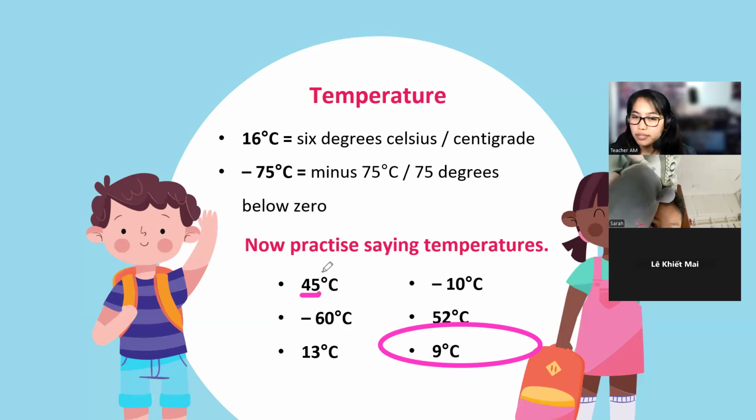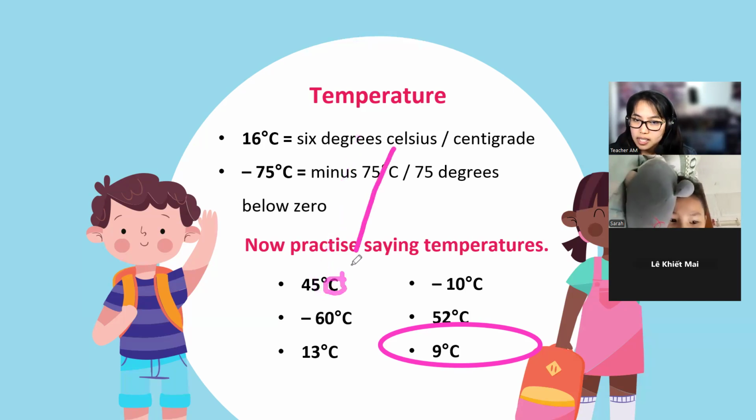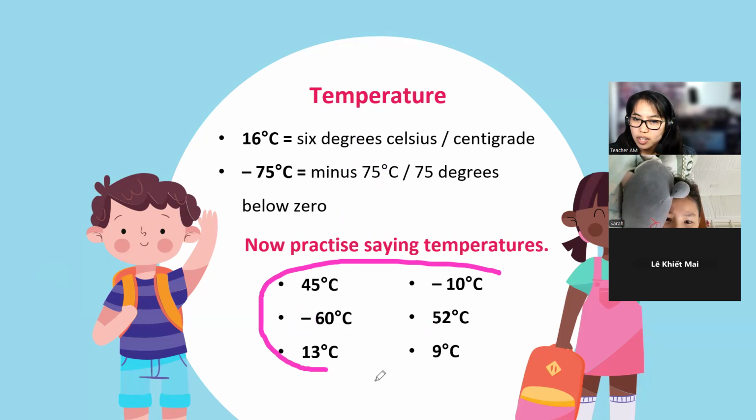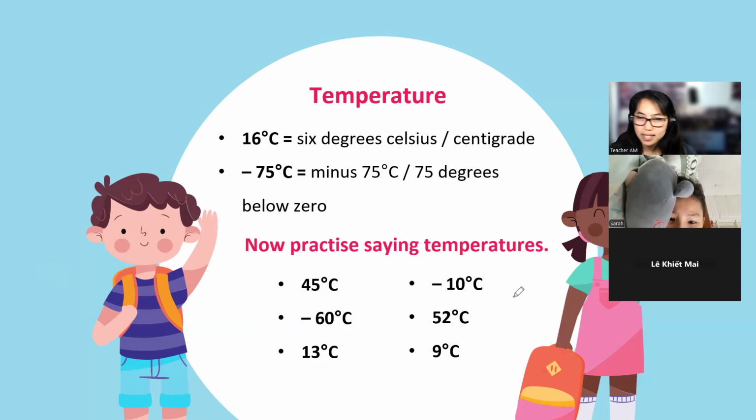So this one, number 45. This one means degrees. This one, Celsius. If we read this, that's minus. Okay, now look at all the temperatures in here. Which temperature is the coldest? Can you circle your answer, Sarah and Mai? Which temperature is the coldest? Minus 60 degrees Celsius.